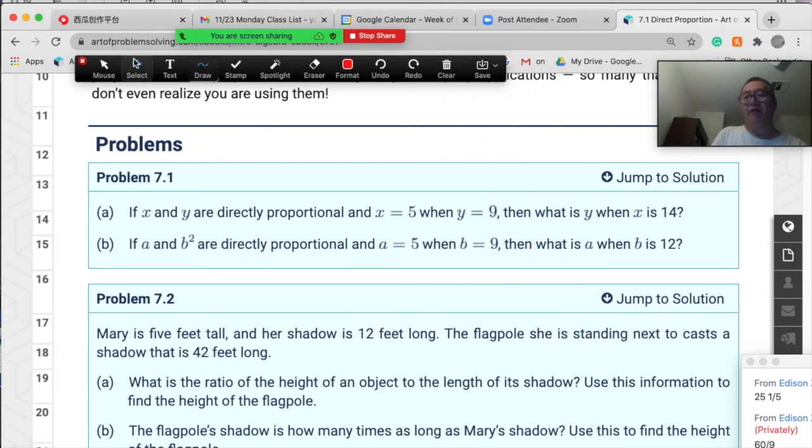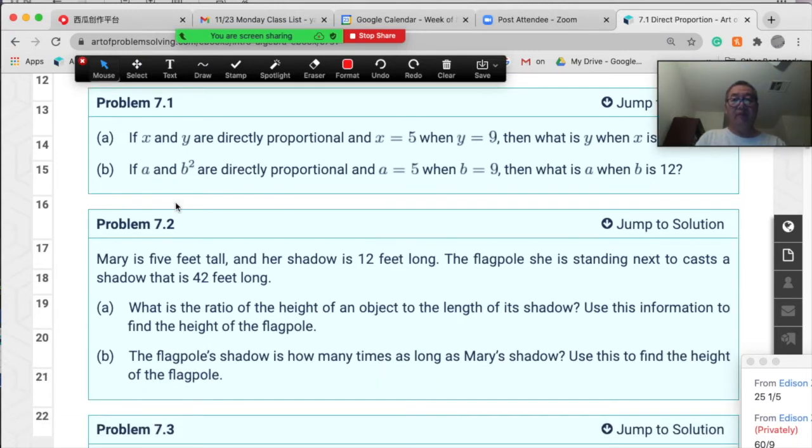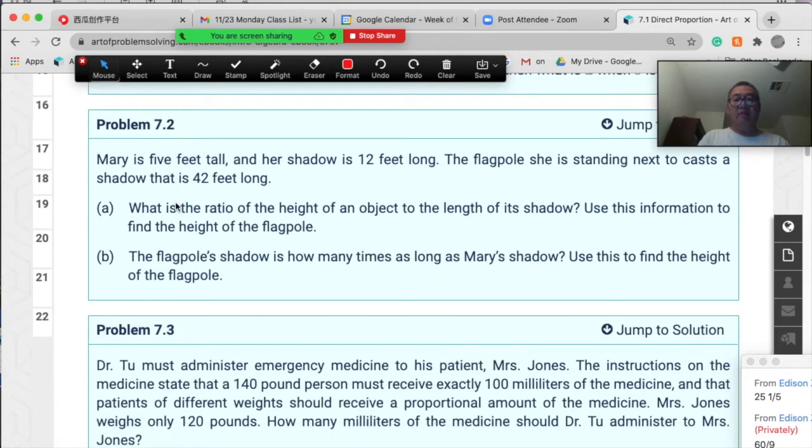Okay, now let's go to the next problem. So this one, Jasmine, can you read this problem? Mary is 5 feet tall and her shadow is 12 feet long. The flagpole she is standing next to casts a shadow that is 42 feet long. Continue to read A. What is the ratio of the height of an object?